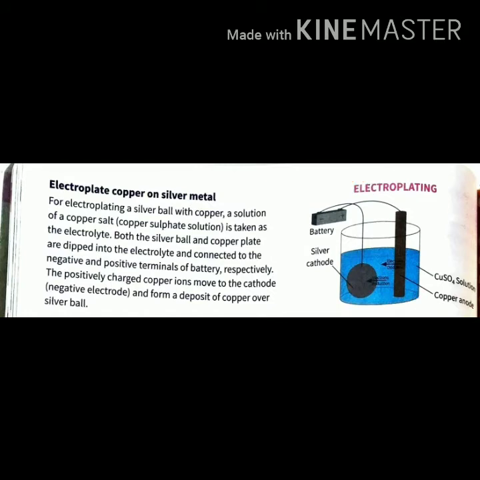Now the positively charged copper ions from the copper plate move to the silver cathode and form a deposit of copper over this silver ball. So this is how copper is electroplated on the silver metal ball.